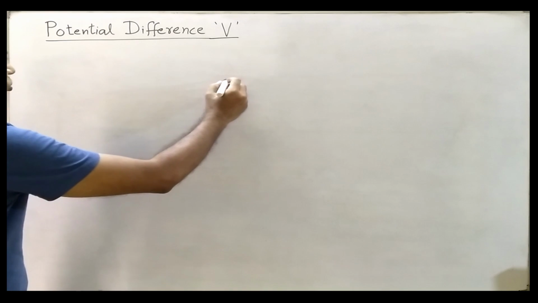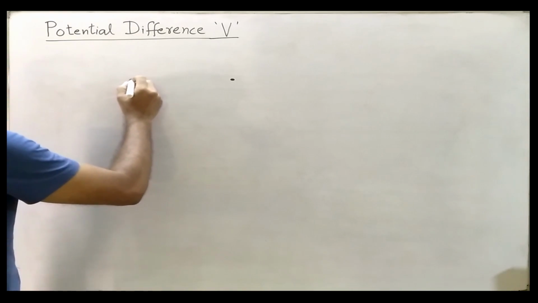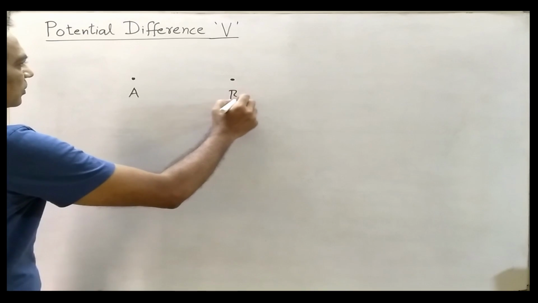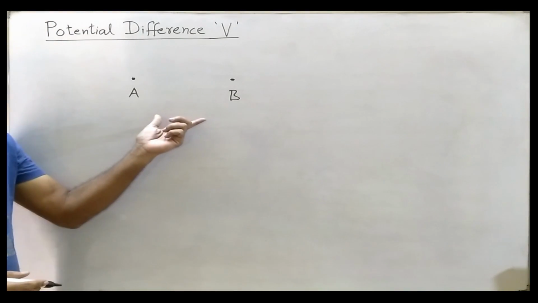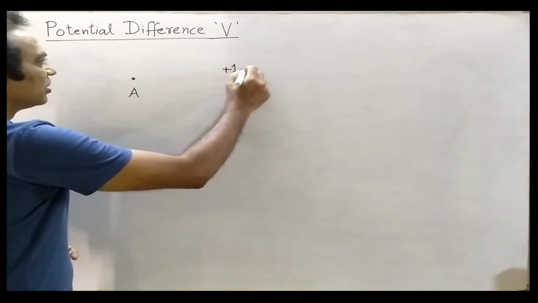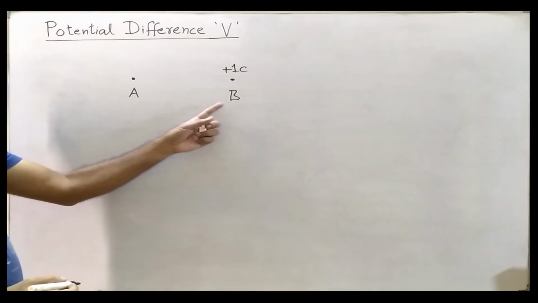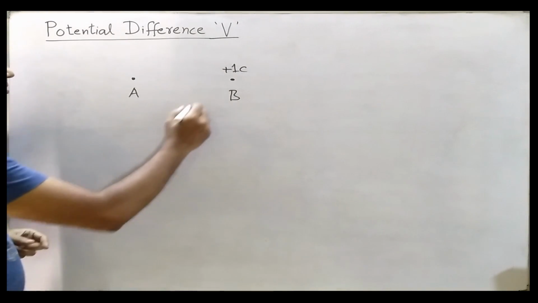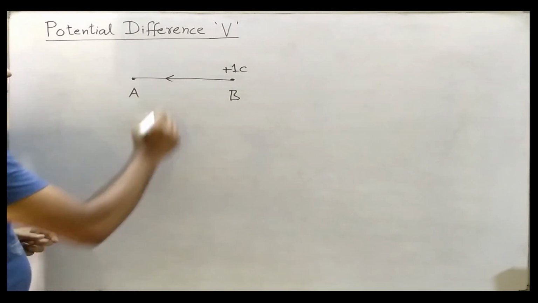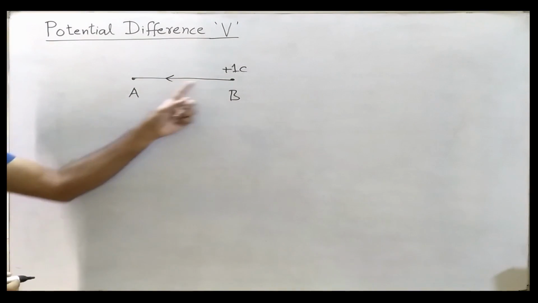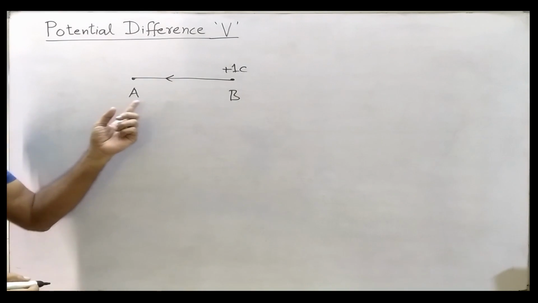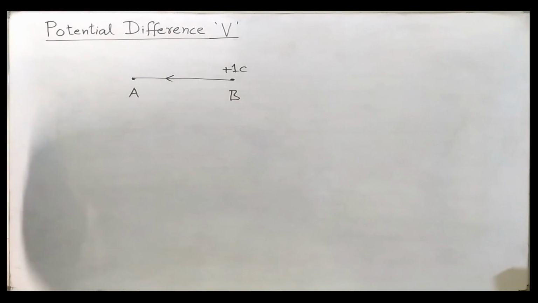Consider two points, say A and B. Potential difference is the work done in taking a unit positive charge between two points, say B to A. So whatever is the work done in taking a unit positive charge from this point to this point is the potential difference between points B and A.